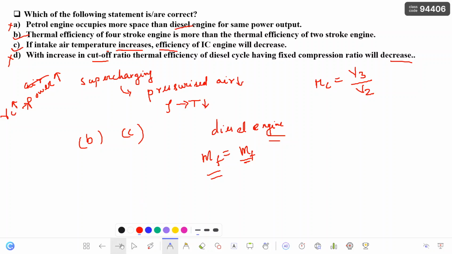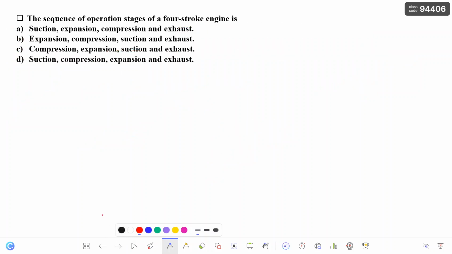Okay, so we'll be moving towards the next question. The sequence of operation stages of a 4-stroke engine is... This is very easy. Just tell me directly. Yes, sir. Right, the answer is option D. It is suction, compression, expansion, and exhaust.